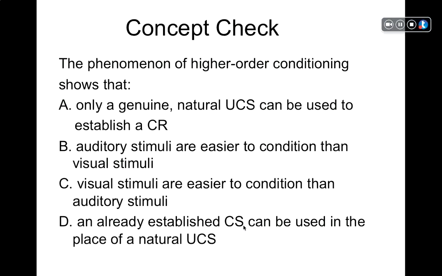All right, another concept check here. The phenomena of higher order conditioning shows that A, only a genuine, natural, unconditioned stimulus can be used to establish a conditioned response. B, auditory stimuli are easier to condition than visual stimuli. C, visual stimuli are easier to condition than auditory stimuli. D, an already established conditioned stimulus can be used in the place of a natural unconditioned stimulus. A, B, C, or D?